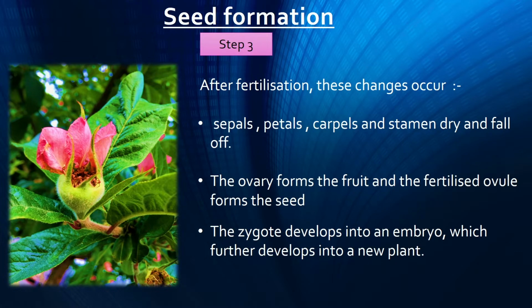Step 3, seed formation. After fertilization, these changes occur. Sepals, petals, carpels and stamens dry and fall off. The ovary forms the fruit and the fertilized ovule forms the seed. The zygote develops into an embryo, which further develops into a new plant.